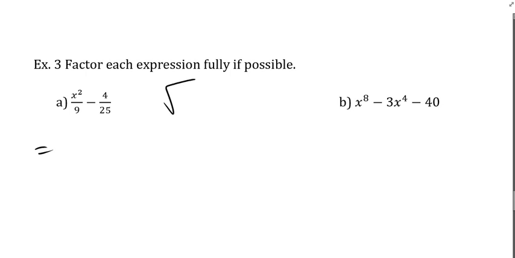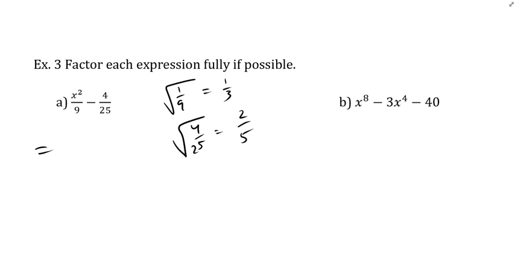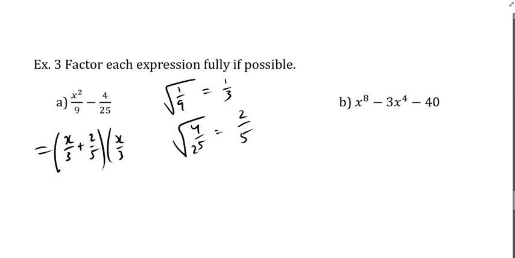What's the square root of 1 over 9? It's 1 over 3. You just take the square root of the top, square root of the bottom. What's the square root of 4 over 25? 2 over 5. You just take the square root of the top, square root of the bottom. There's no fraction math here. You're just noticing perfect squares. So how would I write this? It's x over 3 plus 2 over 5, x over 3 minus 2 over 5.